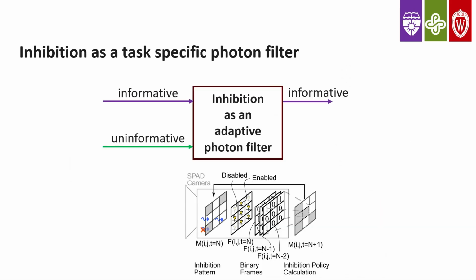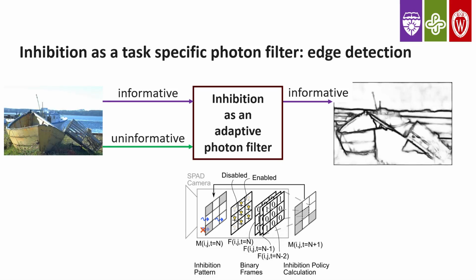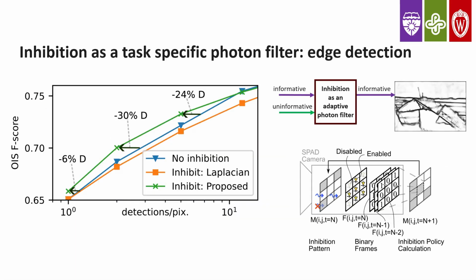More broadly, inhibition policies can be designed for other vision tasks like optical flow or object detection and tracking, or as shown here, edge detection. As data from the SPAD streams in, the inhibition policy adapts to favor informative pixels that contribute more strongly to the edge map. For equal edge detector performance, inhibition reduces photon detections up to 30%.